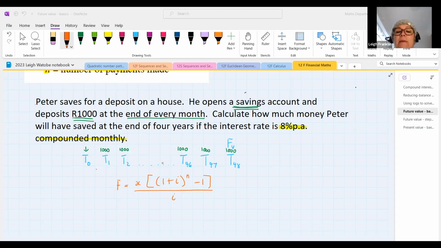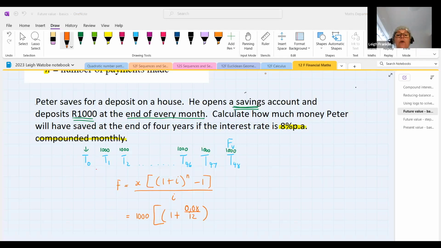So, they're implying by saying calculate how much money Peter will have saved at the end of 4 years, they're telling us to calculate the value of F, his future value. X is equal to 1,000. Then 1 plus our interest rate, which is 8% per annum compounded monthly, so 0,08. And then remember, we've got to divide that by 12. That's it, Nhlanhla. Well done.